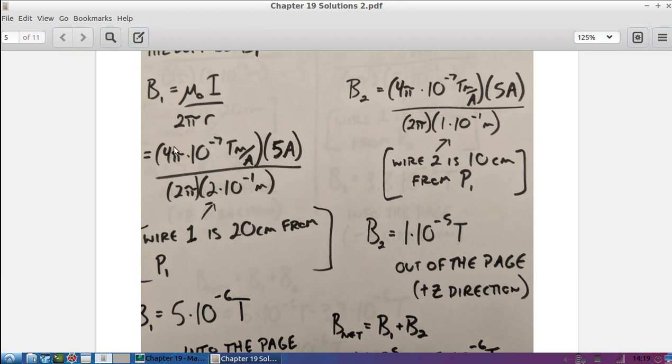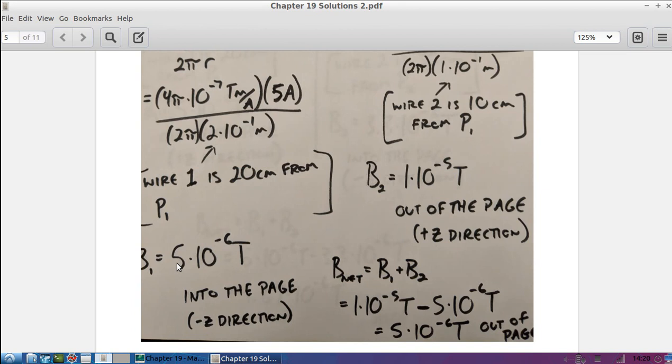If you notice, again, the pi's will cancel. I've got two, actually I've got 4, and then I've got these two 2's which cancel out. That'll help me with my calculation to avoid errors. When I calculate this, I have the magnetic field of 5 times 10 to the negative 6 Tesla. That's into the page, so I'm going to call that the negative z direction. So when I add them up, I have to make sure that I give this a negative sign.